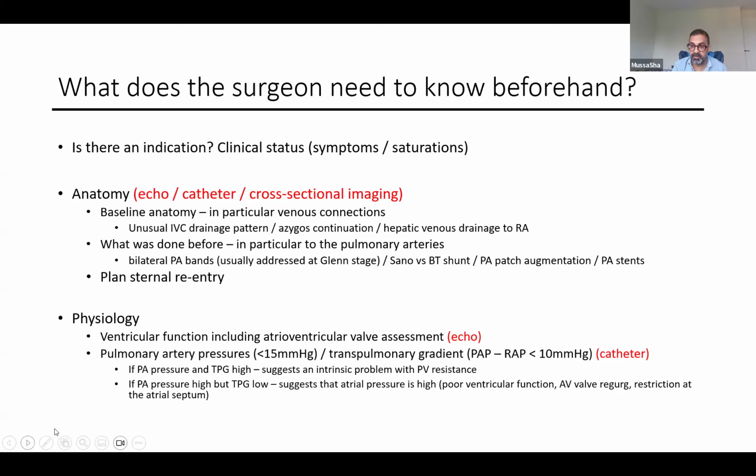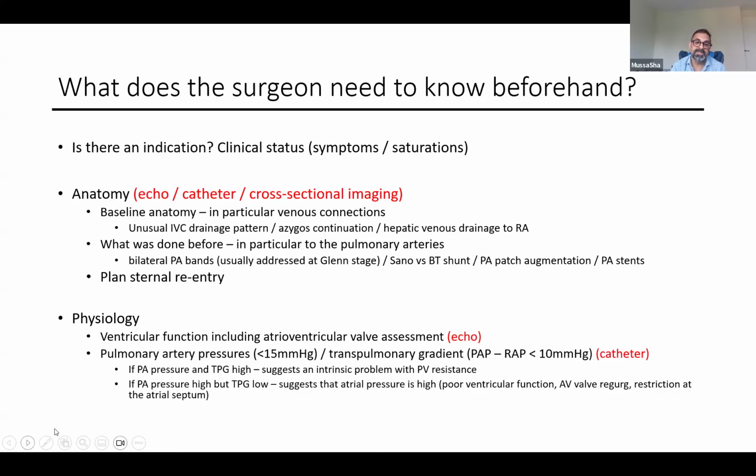And if that pulmonary artery is small or it's got a stent in it, that's going to make your operation more difficult. The other thing that you need to do from your preoperative information is plan your sternal re-entry. So if, for example, the aorta is right behind the sternum, you need to know that before going in and doing your operation. All of this information needs to be appraised, as well as the physiology. The echo will tell you about the physiology in terms of ventricular function, and pulmonary artery pressures, which you'll get from the catheter.